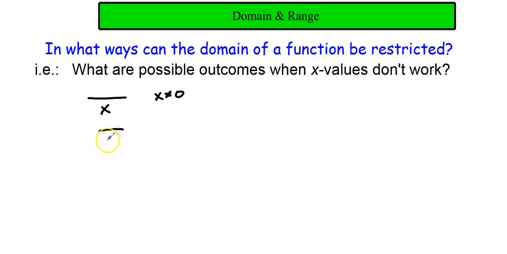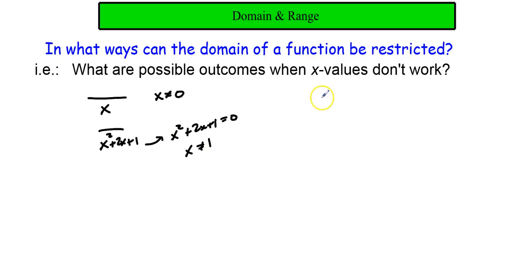If you have a situation where, you know, x squared plus 2x plus 1, then you want to set that equal to 0 in order to find those restrictions and go from there. So in this particular case, x cannot be equal to negative 1.